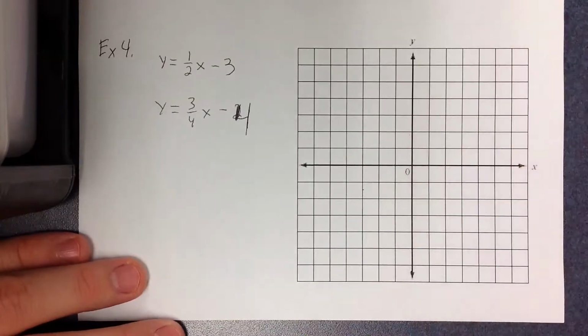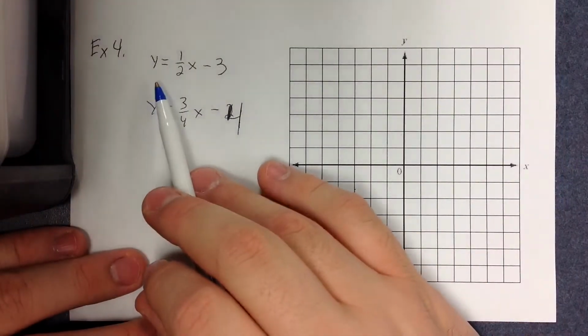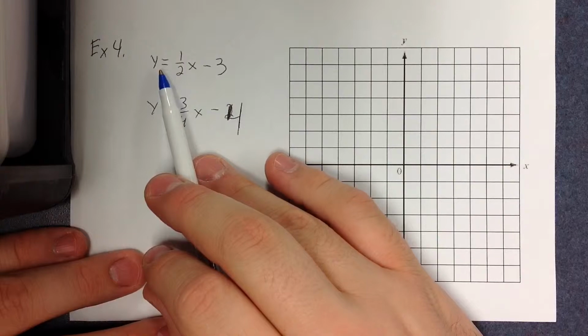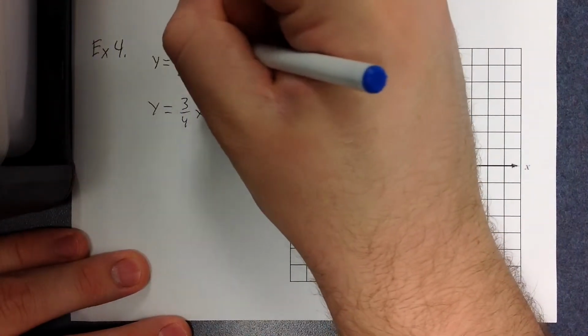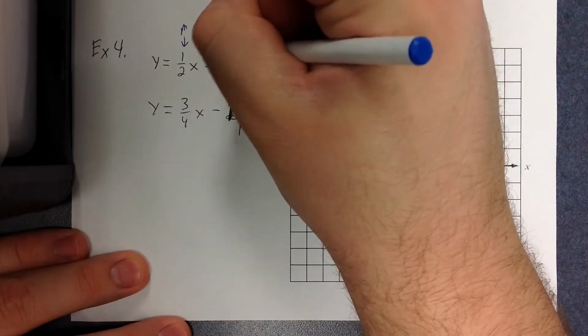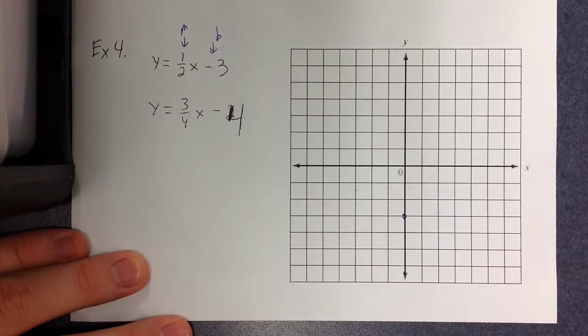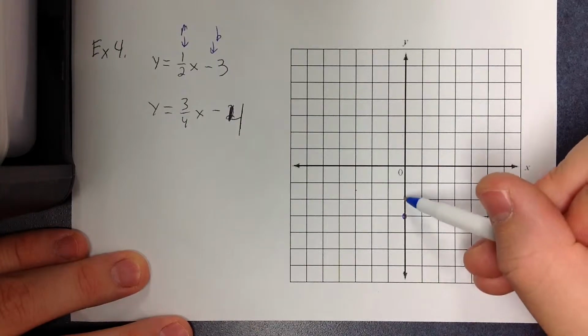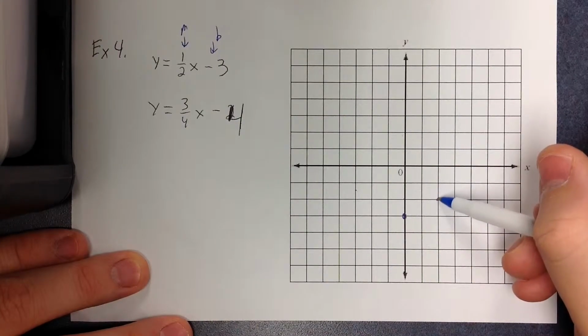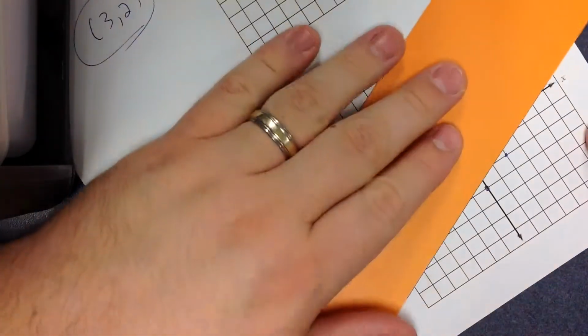Okay, example 4. So I'm going to graph both of these. It's in slope-intercept form. So m is a half, b is negative 3. So I start at negative 3. Since m is a half, I go up 1 over 2. And again, make sure your line's straight.